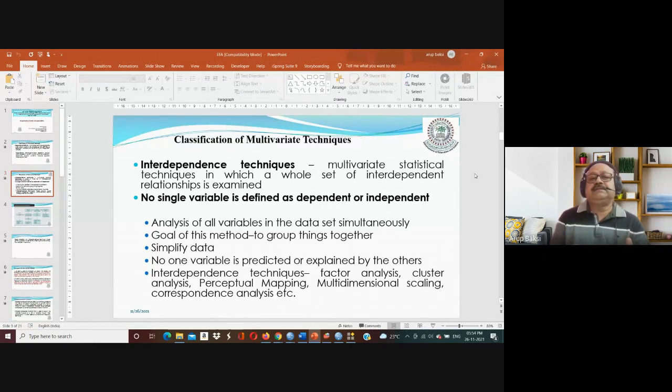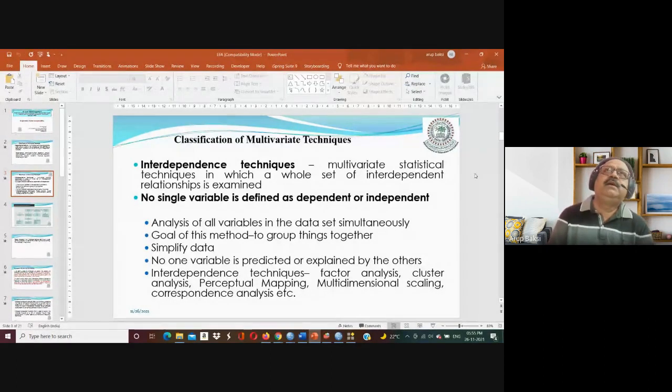The factor analysis comes under this particular technique. So analysis of all variables in the data set takes place simultaneously. And the major objective is data summarization or group things together to minimize the number of variables, or to summarize the data, to simplify the data. Normally it takes place when a particular researcher has to deal with a huge data set with a great number of variables. So no one variable is predicted or explained by the others.